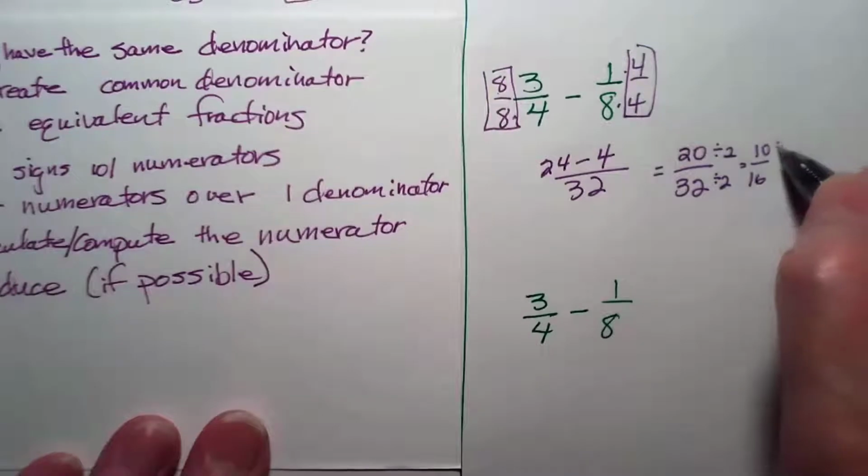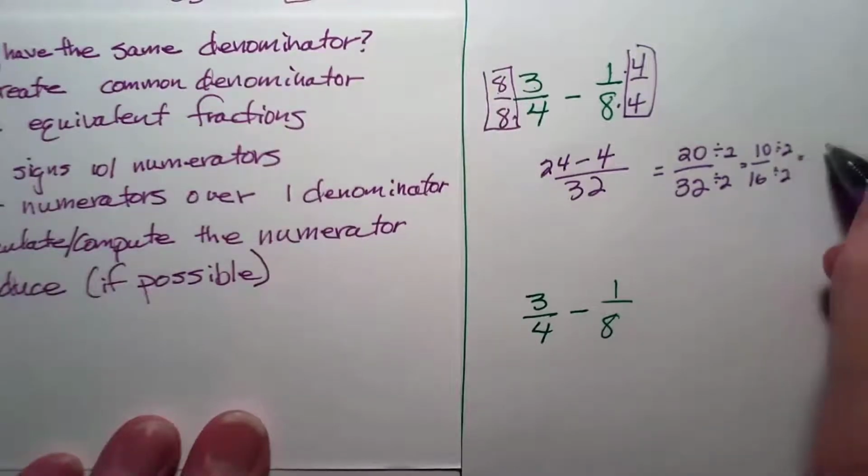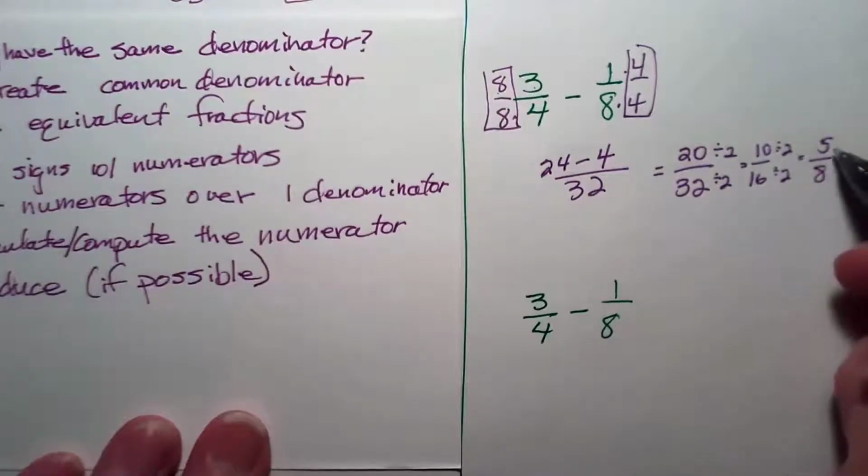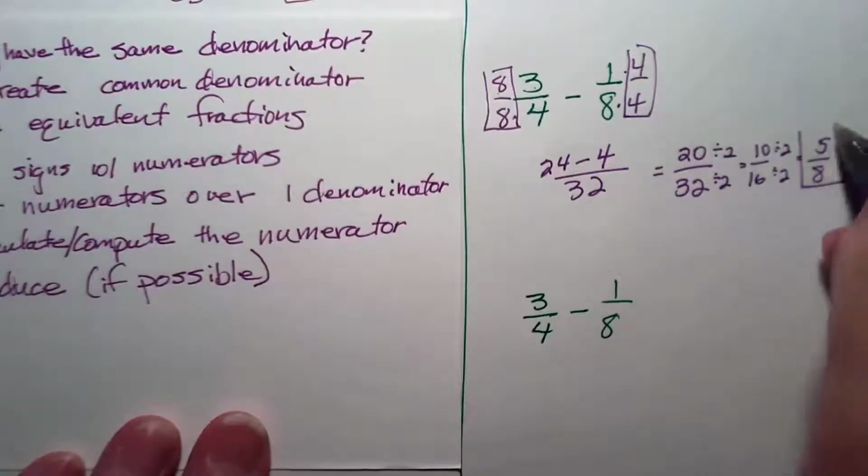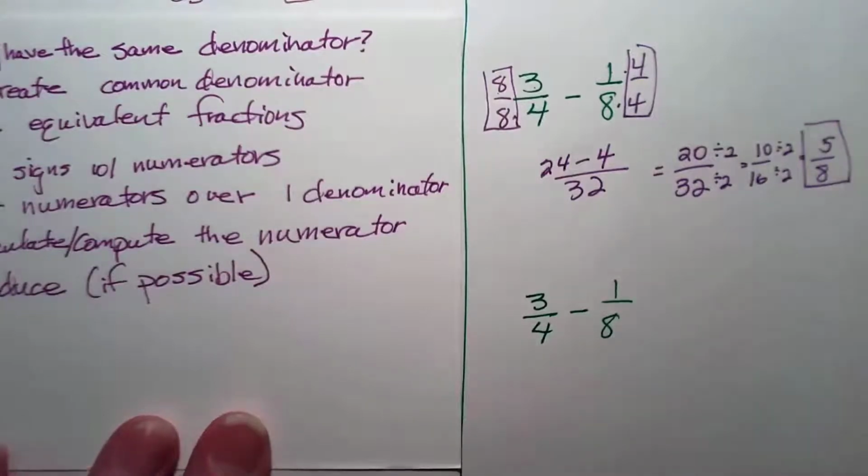Then I could divide by 2 again. And I would get 10 divided by 2 is 5. 16 divided by 2 is 8. Then I'd say, can I divide by 2 again? No, 5 does not divide by 2. 5 only divides by 5, and 8 doesn't divide evenly by 5. So I'm done. That's my reduced answer.